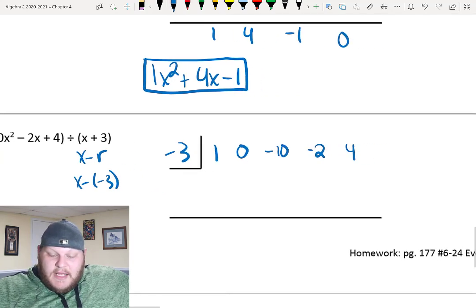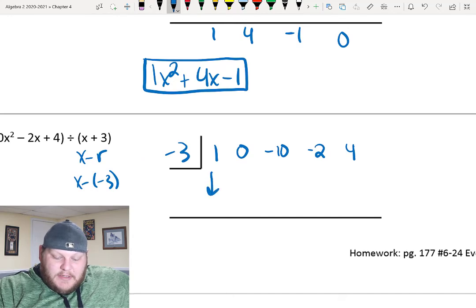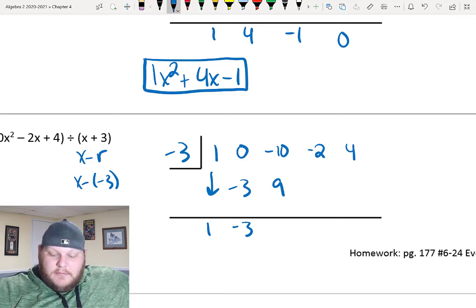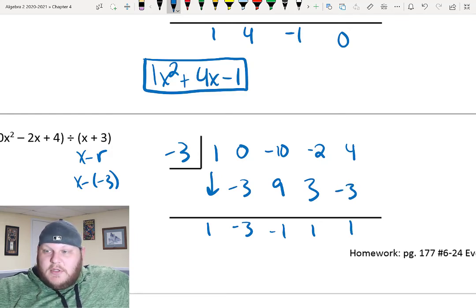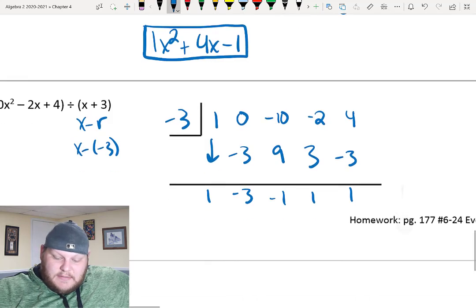Now that we have that all set up, same process. I drop down the 1, times negative 3 is negative 3, add them up is negative 3. Then negative 3 times negative 3 is positive 9. Negative 10 plus 9 is a negative 1, and so on, which adds up to a 1. So we do have a remainder in this case.